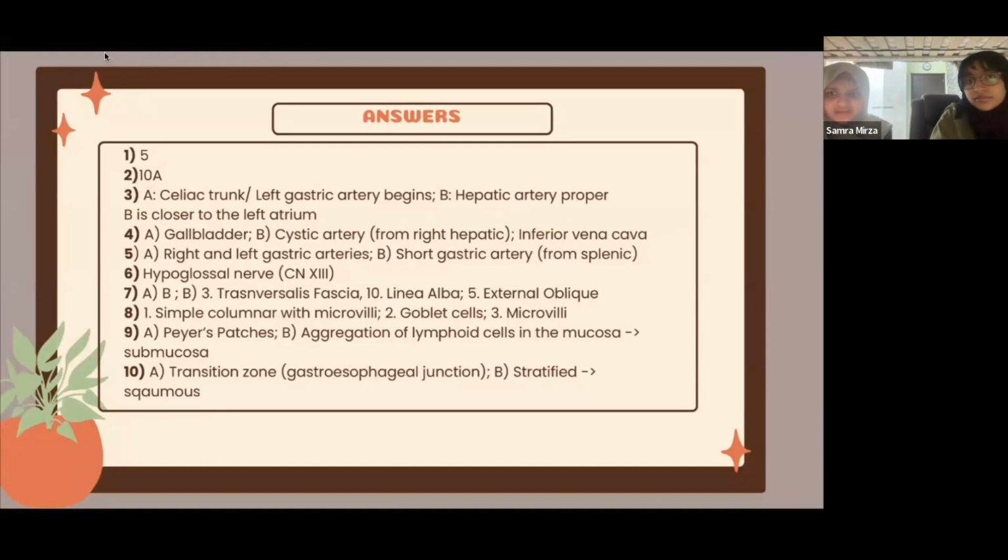And by the way, you can write it in the chat, or you can unmute and answer, or anything, whatever you're comfortable with.